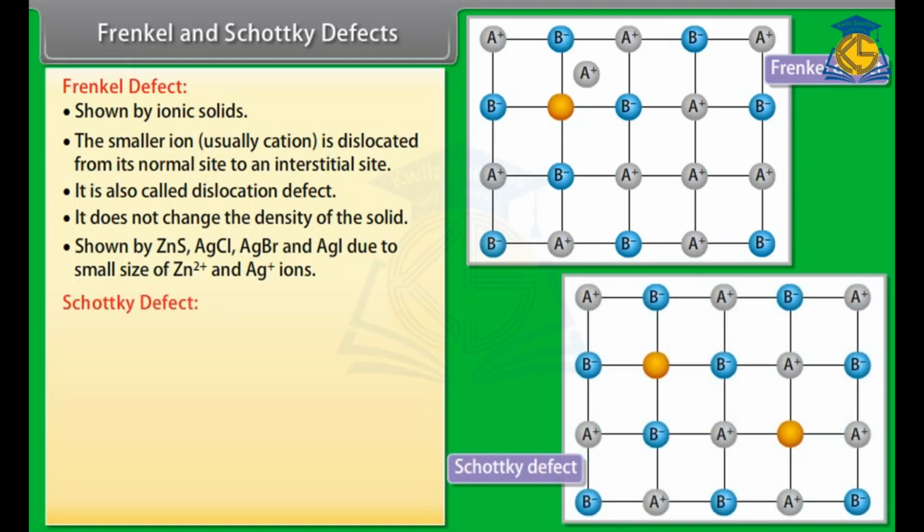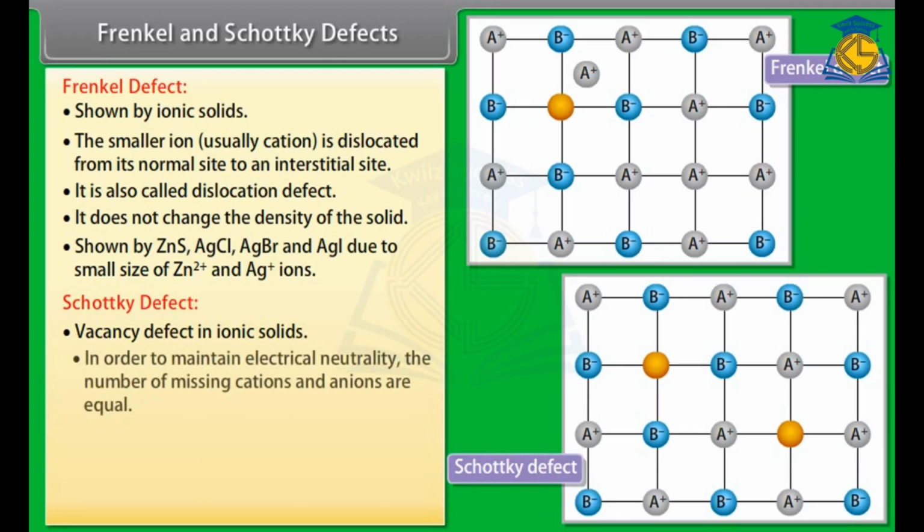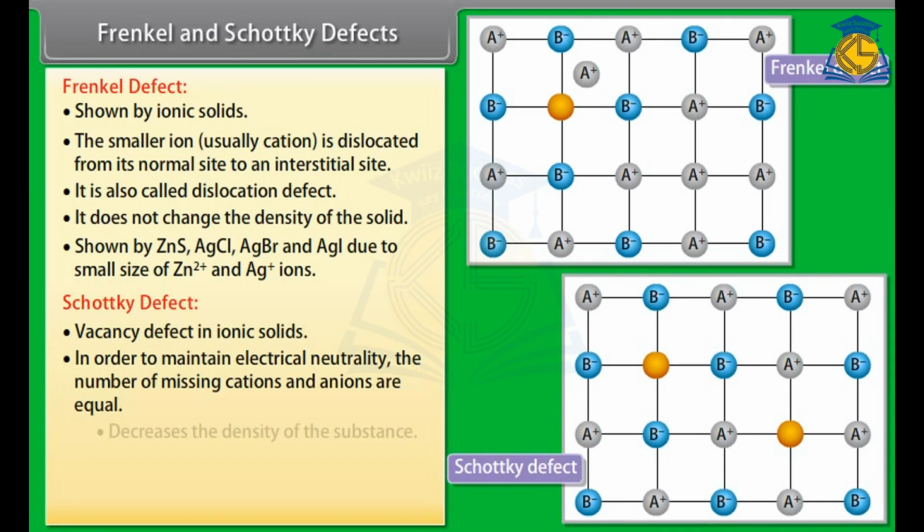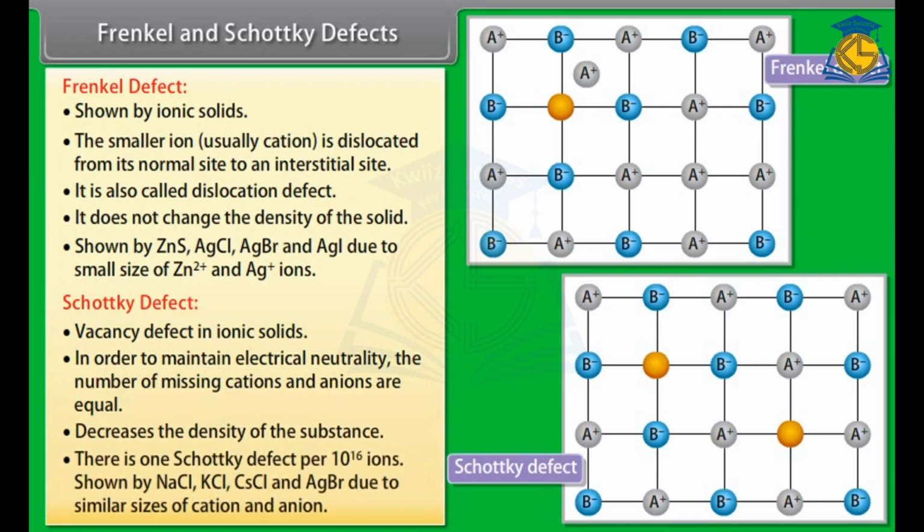Schottky defect is a vacancy defect in ionic solids. In order to maintain electrical neutrality, the numbers of missing cations and anions are equal. It decreases the density of the substance. There is one Schottky defect per 10 raised to the power 16 ions. It is shown by NaCl, KCl, CsCl, and AgBr due to similar sizes of cation and anion.